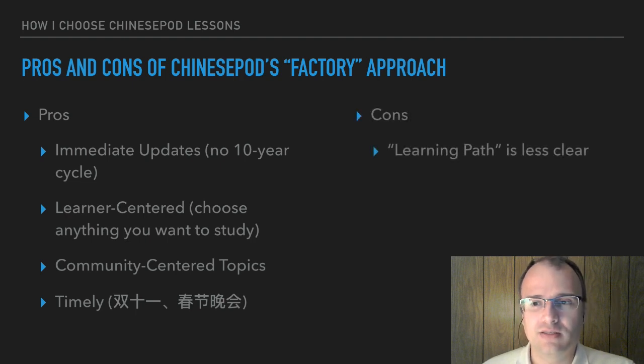Well, here are the cons. The learning path is less clear. The learning path is there. I mean, I'm going to get into this later on. The learning path is there, and I think it is clear if you understand it, but it is less clear than just 1, 2, 3, 4. These are the lessons you need to do.